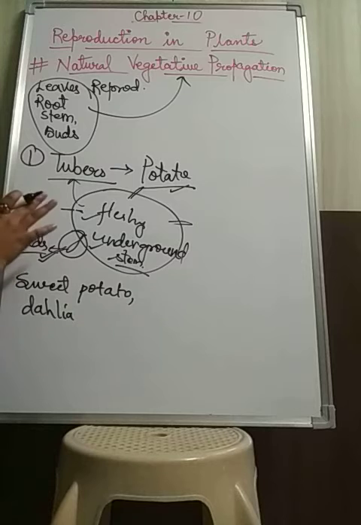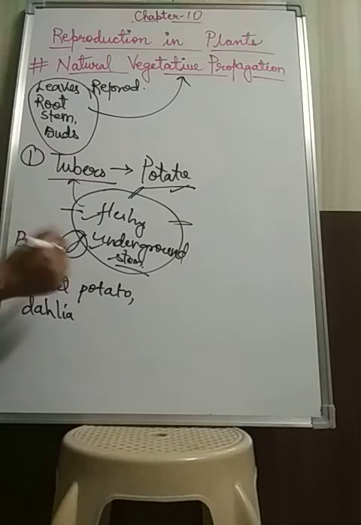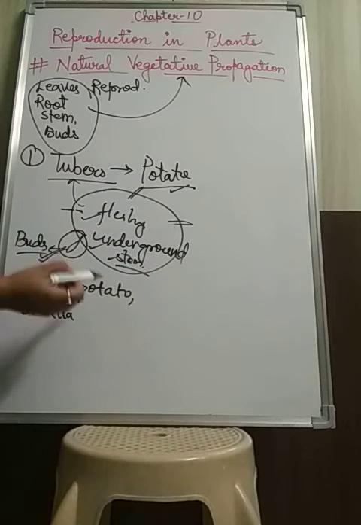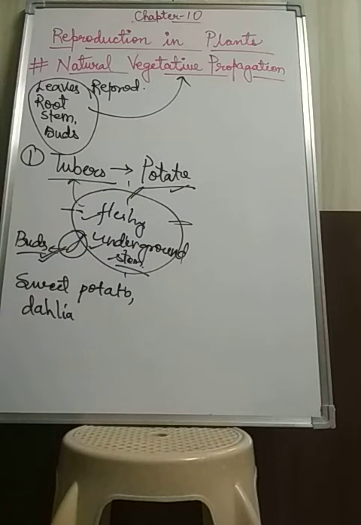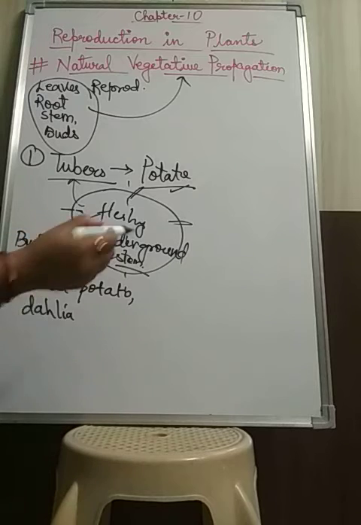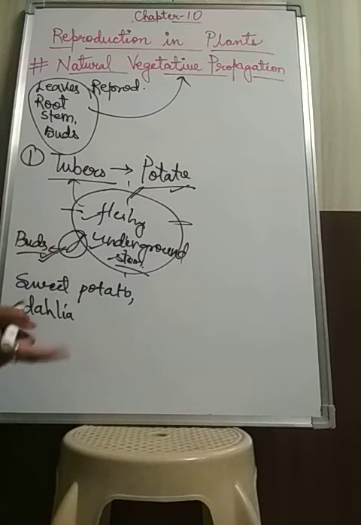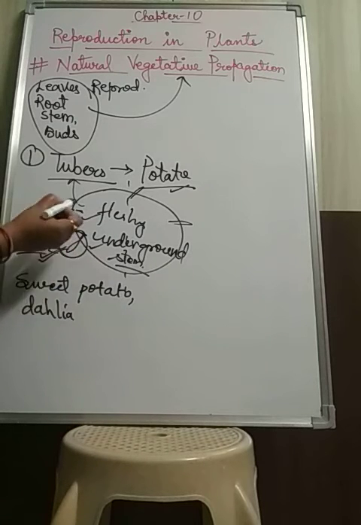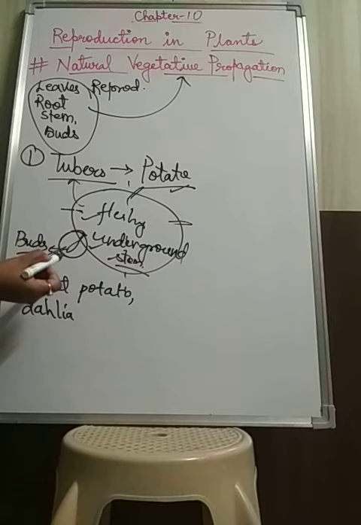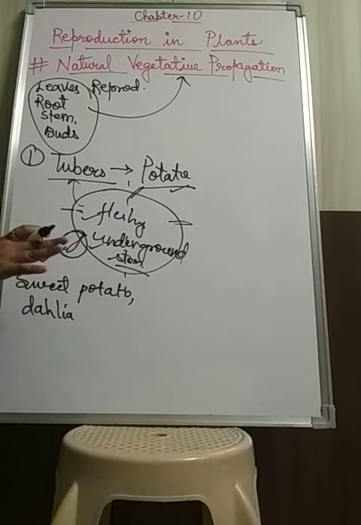Now there is an activity for developing a new plant from these tubers. For this, you need to take a tuber or a potato and cut that potato into two parts. But the part which you want to sow into the ground should contain buds. Then you just moisten the soil and observe it for a few days. New roots and shoots start to grow, and then it will develop into a new plant. So these tubers are used for developing a new plant.